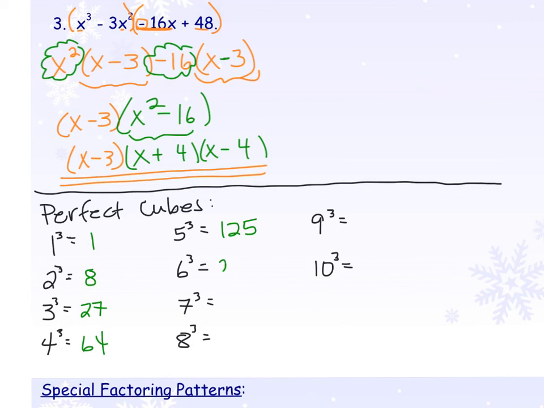So we're going to get up to some bigger numbers. 6 cubed is 216. 7 cubed, 343. 8 cubed is 512. 9 cubed is 729. And then 10 cubed is 1,000. We will see these kinds of numbers embedded within our cubic polynomials, and they have some special factoring rules that we will do together in class.